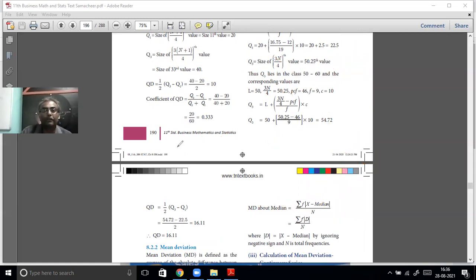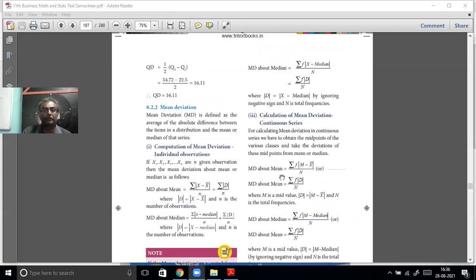Okay, now we finish quartile deviation. Let us go on to mean deviation, and with that we will finish our class today. Okay.